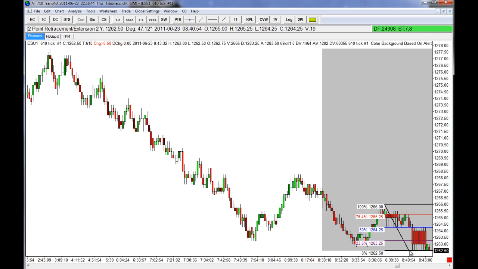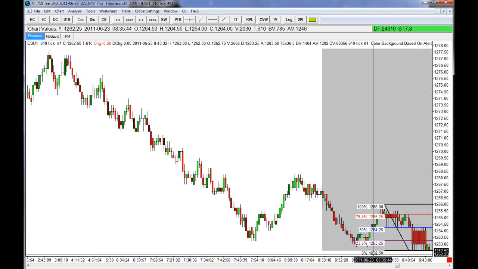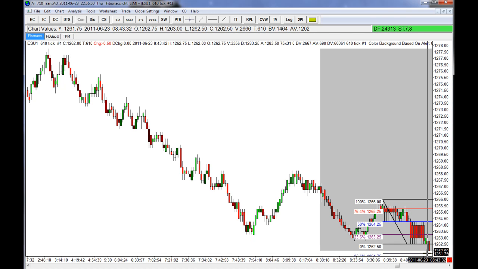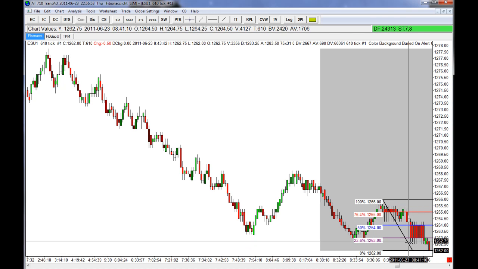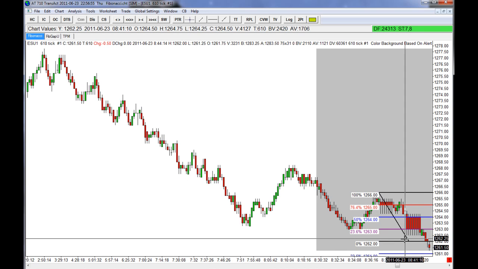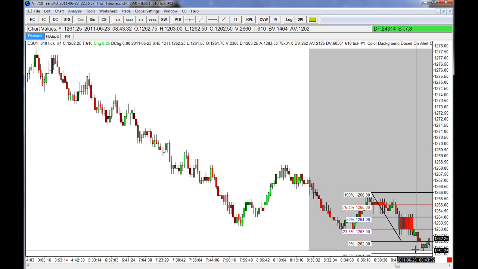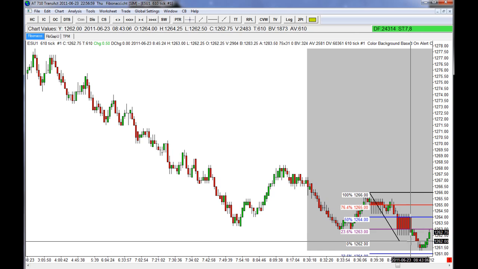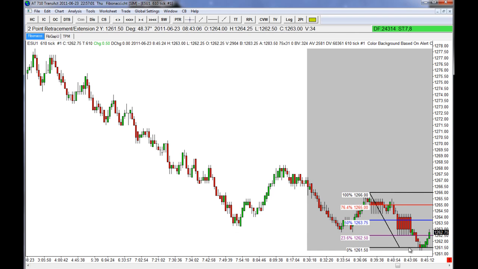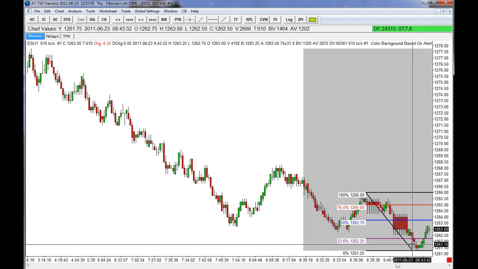Now this was not a valid fib. I needed price to go down to at least 12.62 even, which it did here, so I drew my new fib. Went below the 0% line and retraced back to 23.6, so I moved my 0% line here.